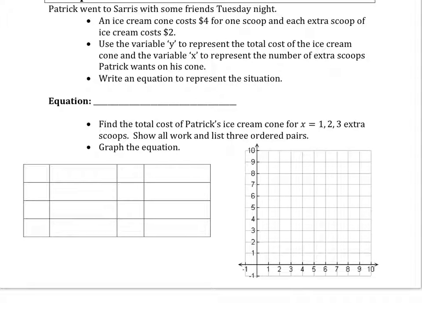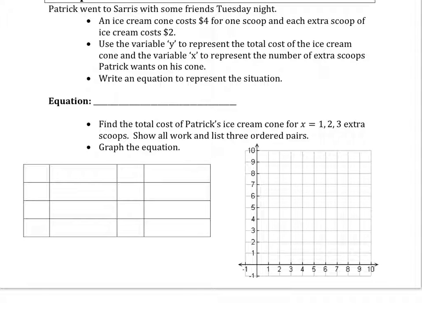Patrick went to Sarah's with some friends Tuesday night. Each ice cream cone costs $4 for one scoop. You automatically get a scoop, and then each extra scoop of ice cream costs $2. Use the variable y to represent the total cost of the ice cream and x to represent the number of extra scoops. So I'm already giving you what your variables are defined as. Write an equation to represent the situation.